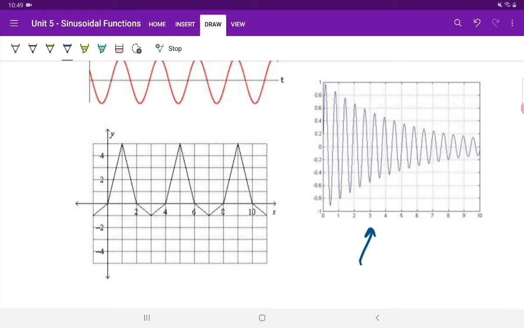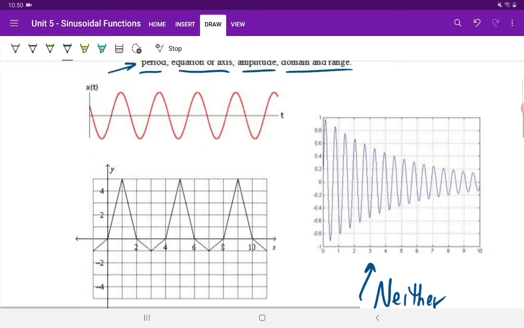Do you see repeating patterns occurring here with each curve? No, you don't. So this would be neither. Okay? All of these would have to be the exact same size for it to be a repetitive pattern. And the fact is that each of these waves is getting smaller, smaller, and smaller. Okay, so it is not periodic and therefore not sinusoidal.